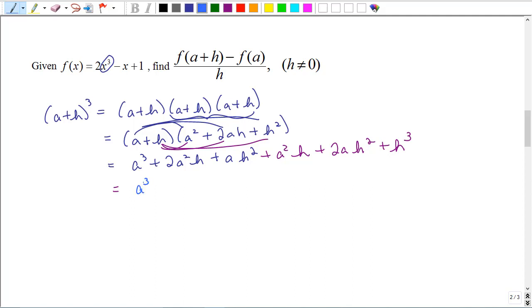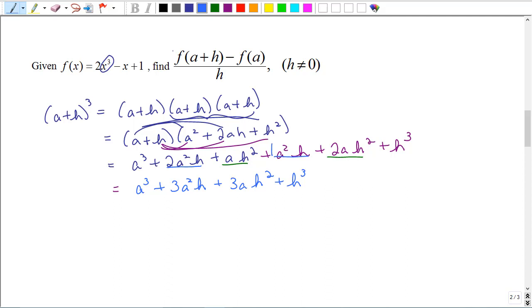So I have an a cubed, have a 2a squared h, and a 1a squared h, ah squared and 2ah squared. I believe that makes 3ah squared. And then I have that lone h cubed. So that is how you cube that out. Thankfully, we will not have to be doing that very often.